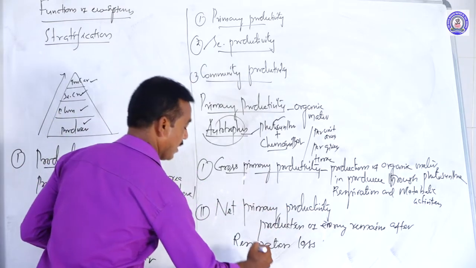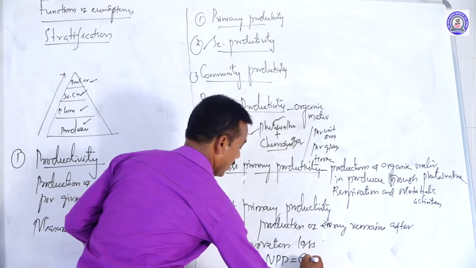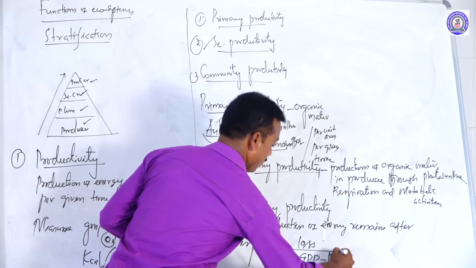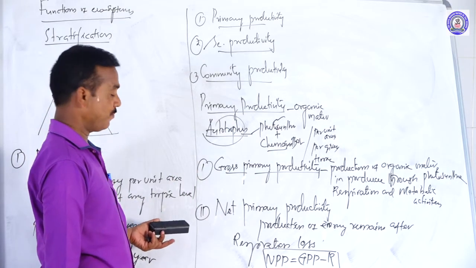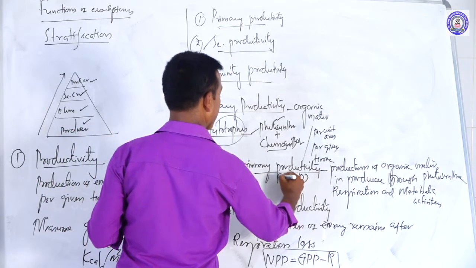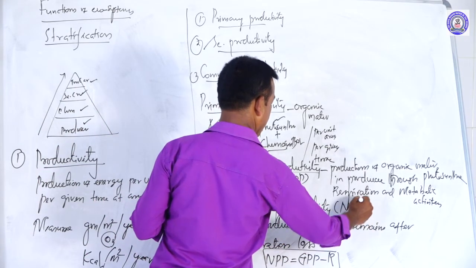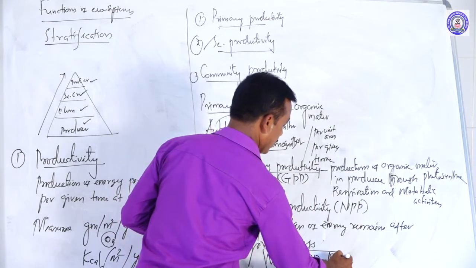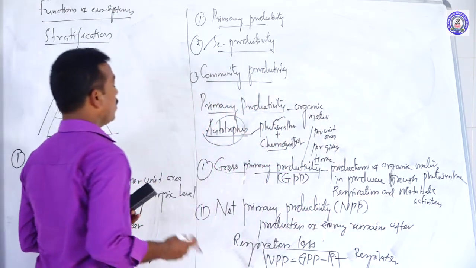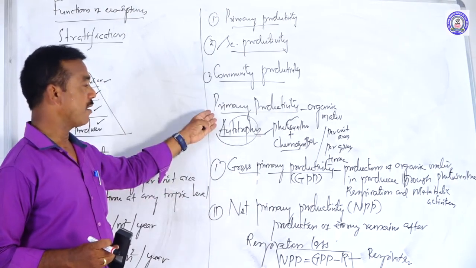How can it be measured? Net primary productivity is equal to gross primary productivity minus respiration. This is a very good formula to keep for recording. So gross primary productivity, GPP; net productivity, commonly called NPP; minus respiration. So gross primary productivity and net primary productivity are the types of primary productivity.